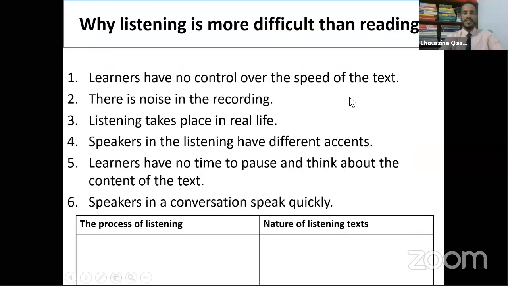Good. So look here. Why is listening more difficult than reading? And here we can talk about two: the process of listening and the nature of listening text. Number one, learners have no control over the speed of the text. Is it the process of listening or the nature of listening text? Is it one or two? What do you think? Can we do it all together?